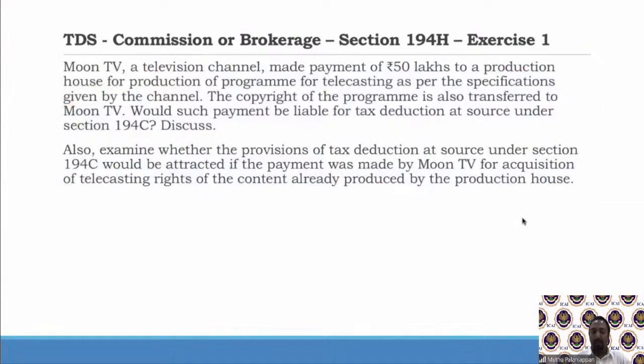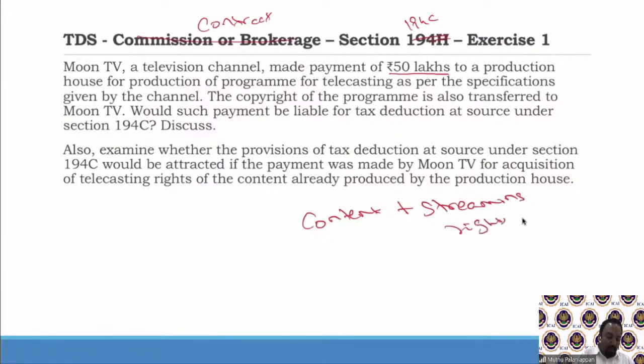We'll try to understand with this provision. Now, Moon, a television channel, is making a payment of 50 lakhs for telecasting. This is actually not 194H. It will be 194C. Okay. Just to refresh from the earlier class, we saw this exercise of 194C. So what did we say in 194C? We said that if the television channel is providing the content and is also getting the streaming rights, that is, content plus streaming rights, then 194C is applicable. So that's what we said, right?